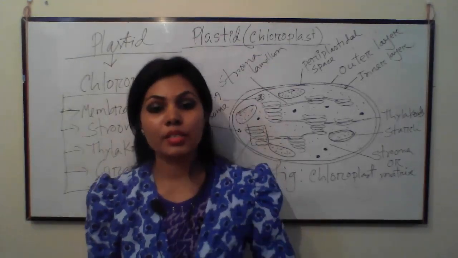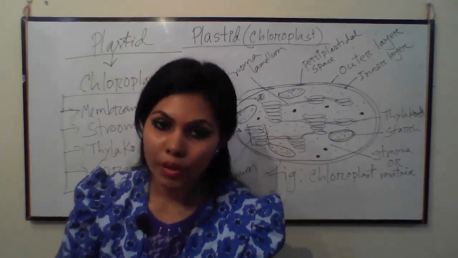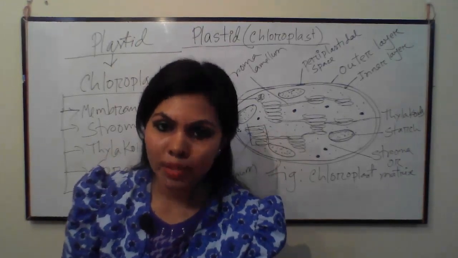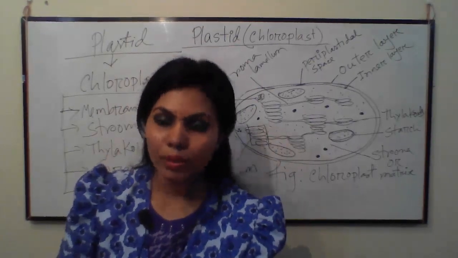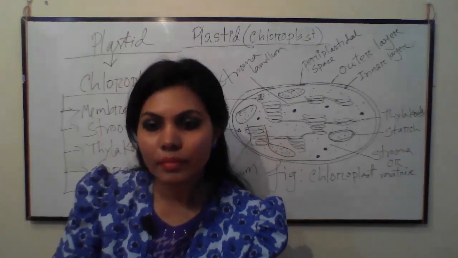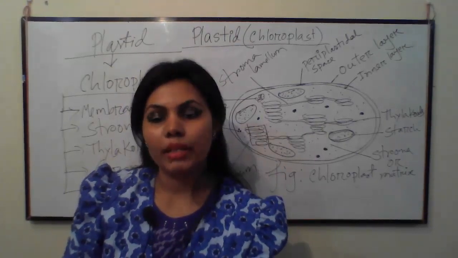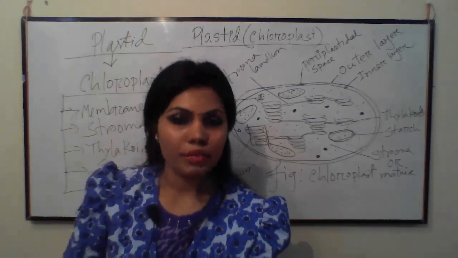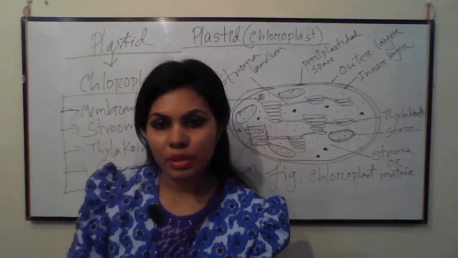So just coming from the first: what is plastid? Plastid is an important organelle of plant or algal cells, and there are three types: chloroplast, chromoplast, and leucoplast. Today I discussed the chloroplast. Chloroplast is a green color plastid, and it contains chlorophyll, the green color pigment. It has a very vital significance because the chloroplast performs photosynthesis.